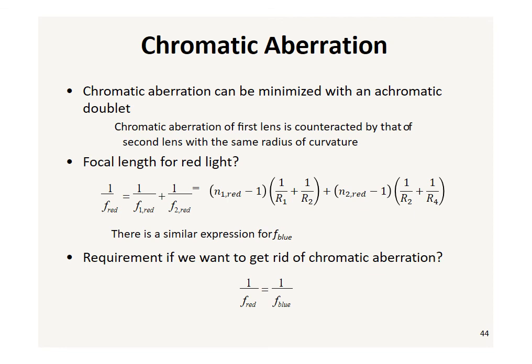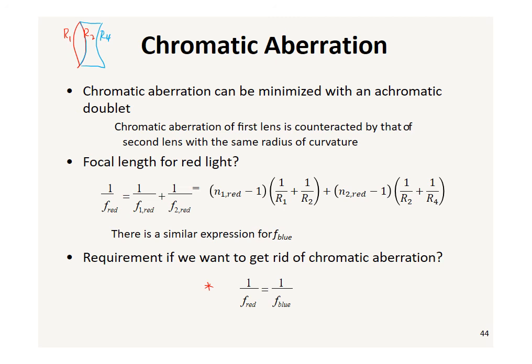So what we're going to do is combine two thin lenses so that we can cause the focal point of red light to overlap with the focal point of the blue light. The first lens will have radii of curvature R1 and R2. The second lens is in contact with it, so its first radius of curvature R3 is going to be the same as R2, and we have R4 as the final radius of curvature.